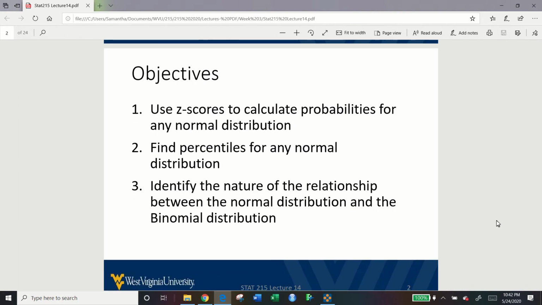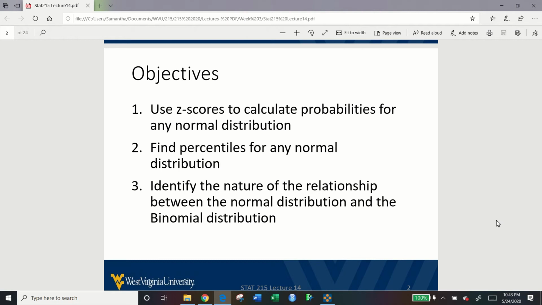In this video we're going to continue our discussion about the normal distribution. So first we want to talk about how we can use z-scores to calculate probabilities for any normal distribution. Second, we're going to find percentiles for any normal distribution. And third, we want to identify the nature of the relationship between the normal distribution and the binomial distribution.